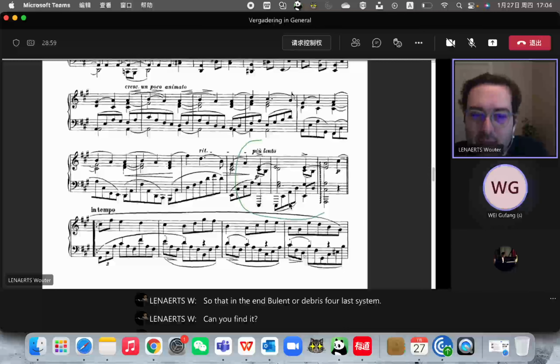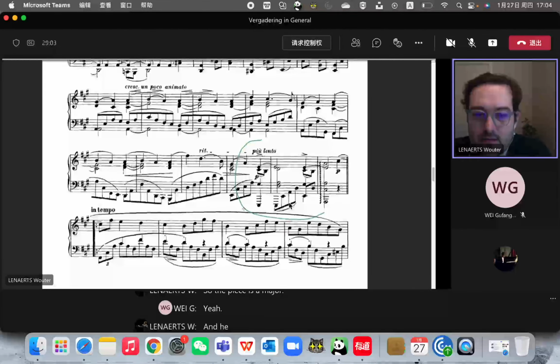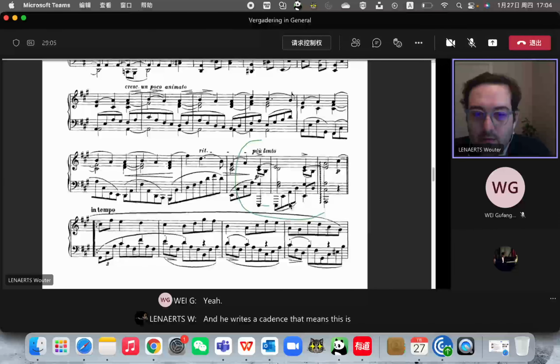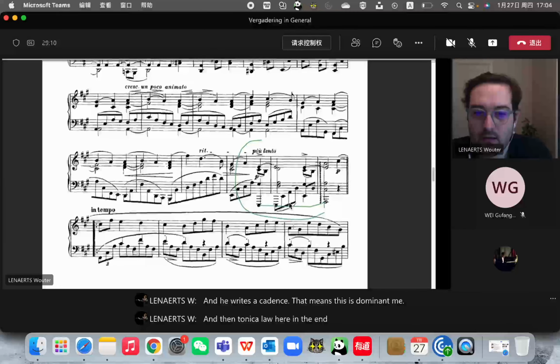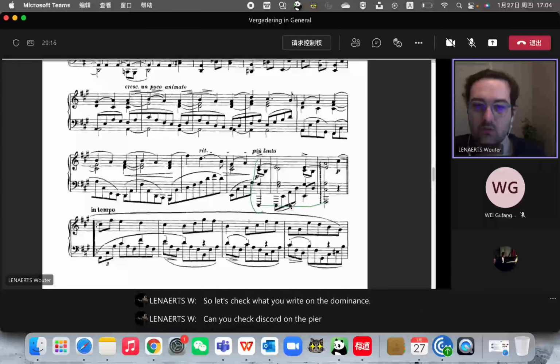So the piece is in A major, and he writes a cadence, that means this is dominant, mi, and then tonica, la, here in the end. So let's check what he writes on the dominant. Can you check this chord on the violento?